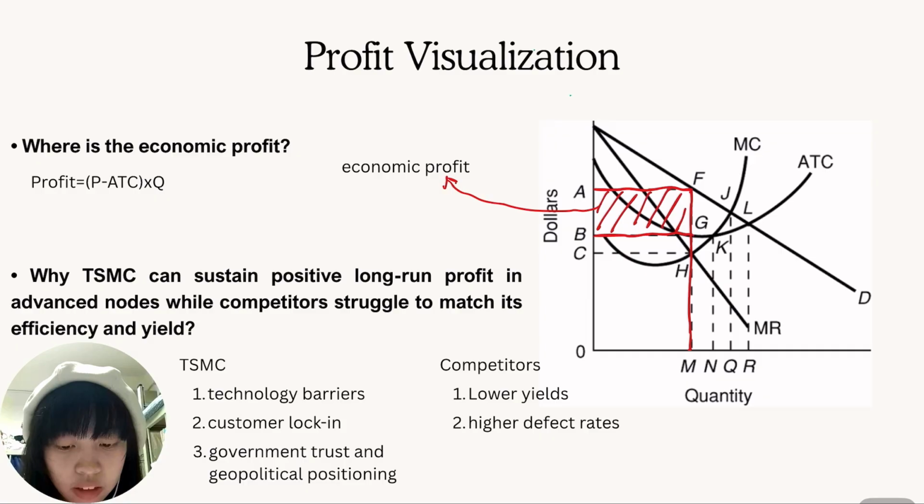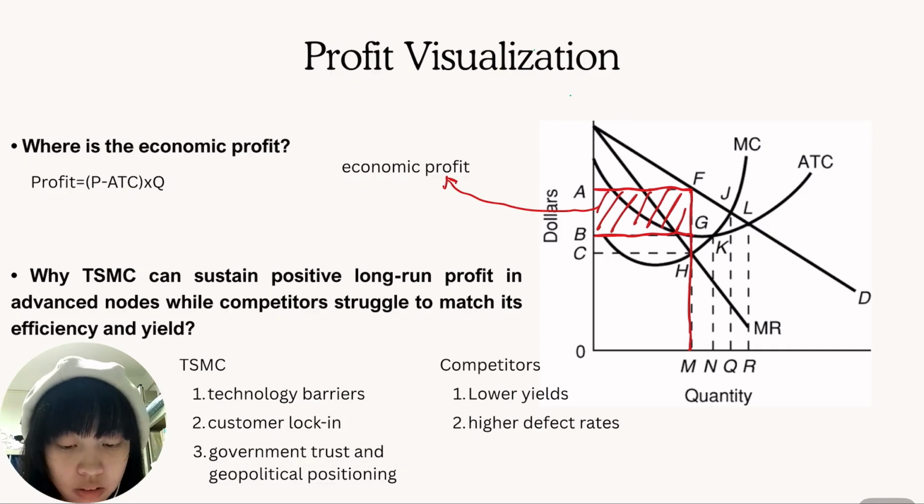The next topic is profit visualization. The economic profit of TSMC can be clearly visualized on the graph as a rectangular area between the monopoly price line and the ATC curve, from 0 to the monopoly quantity M. In my graph, this area is highlighted to clearly show the size of the economic profit.